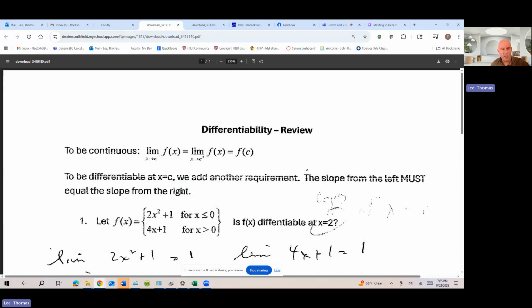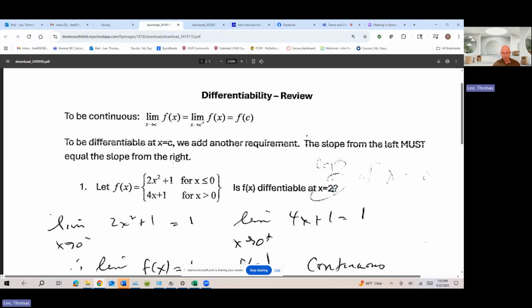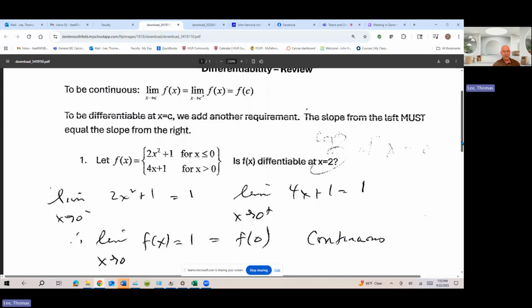For when you have a function like this, a piecewise function, if you're asked if it's differentiable, you have to find out, does the limit exist first? So the limit, and this should say at x equals 0. Sorry about that. It's not 2, at 0. So I get the limit from the left at 0. I use this function and I get 1. Limit from the right, I use this function and I get 1. Therefore, the limit exists, and that's equal to f of 0, because f of 0 is 1. So it's continuous. The limit exists and it's continuous.